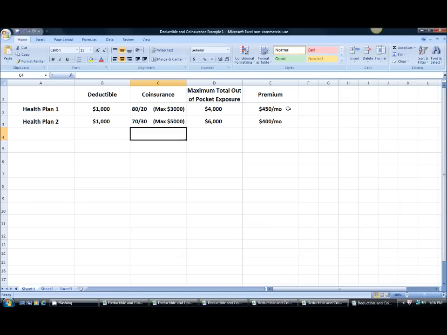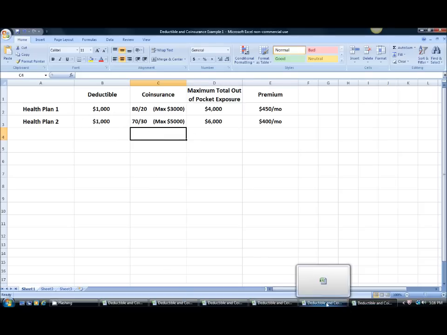So anyway, $450 a month, $400 a month. These are kind of your copay plan type of premiums for this setup in general. They're obviously going to vary depending on a lot of factors. So that's kind of the illustration and the explanation here of the deductible and coinsurance.